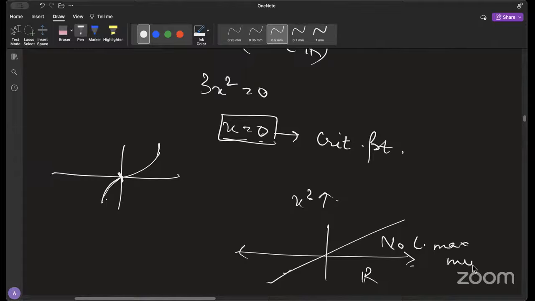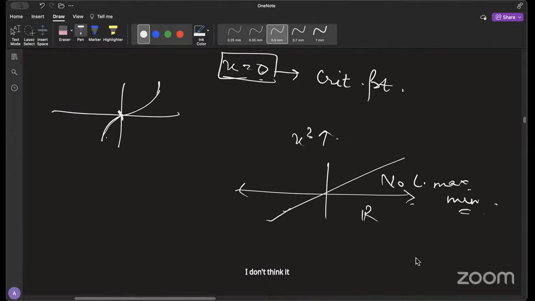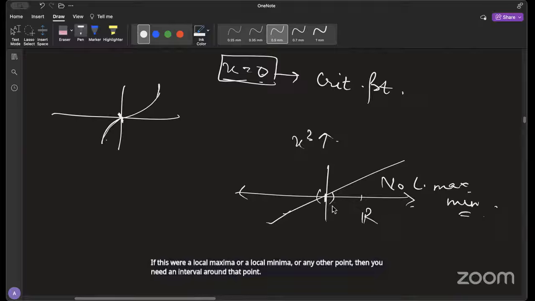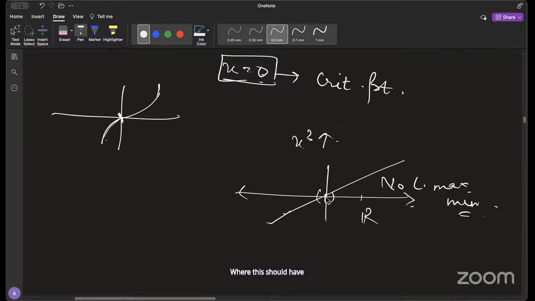I don't think it has a local maximum. If it is increasing, then, the definition says you need an interval. If this were a local maxima or a local minima or any other point, then you need an interval around that point where this should have a maximum or minimum.